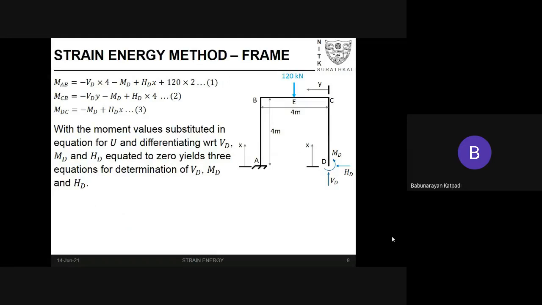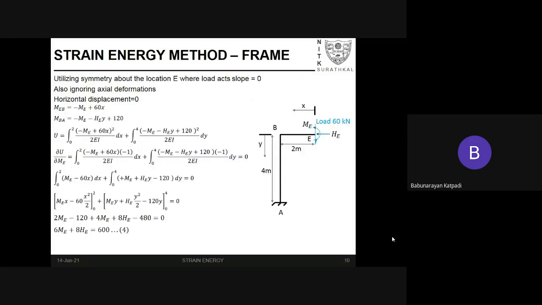Then once the strain energy equations are available to us, we can differentiate them with respect to the redundant reactions. There are 3 of them in this case. So that will get us 3 simultaneous equations, which on solving will get us the values of the desired redundant reactions, VD, MD and HD. And to reduce the effort, we can utilize the symmetry that was explained.